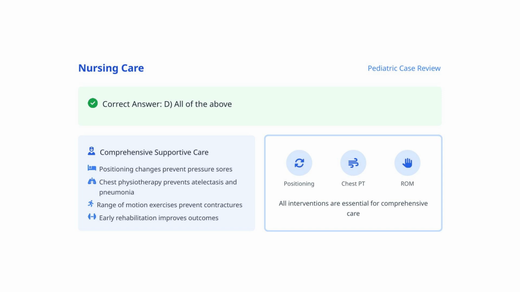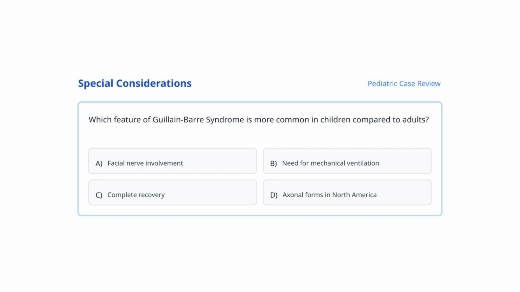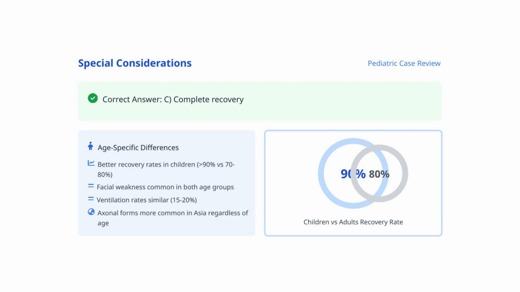Which feature of Guillain-Barré syndrome is more common in children compared to adults? Is it A, facial nerve involvement, B, need for mechanical ventilation, C, complete recovery, or D, axonal forms in North America? The correct answer is C, complete recovery.